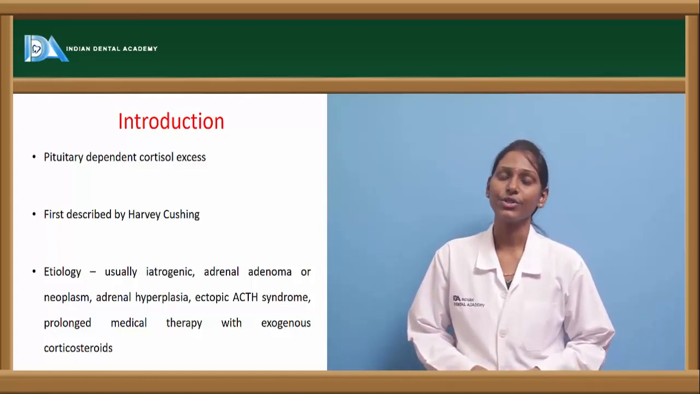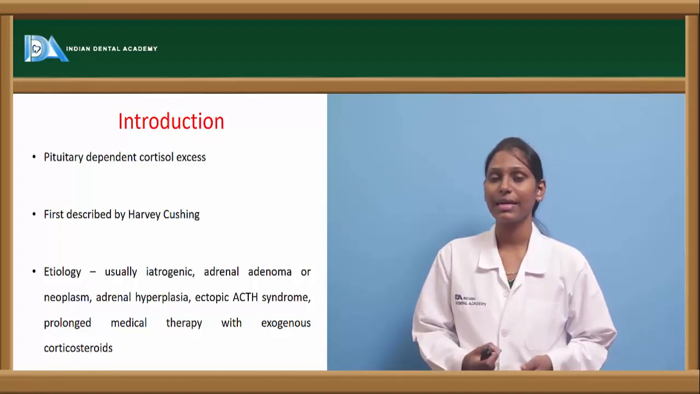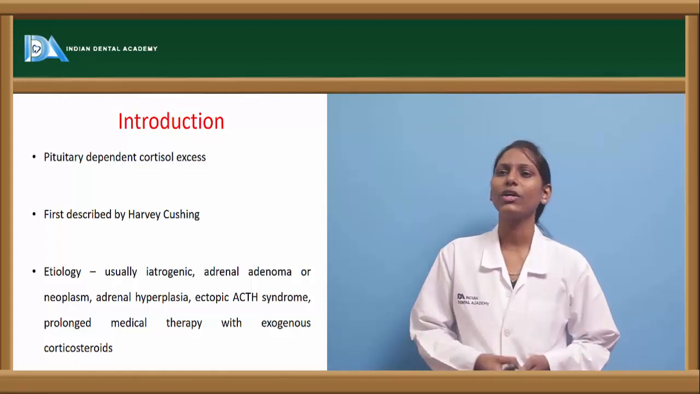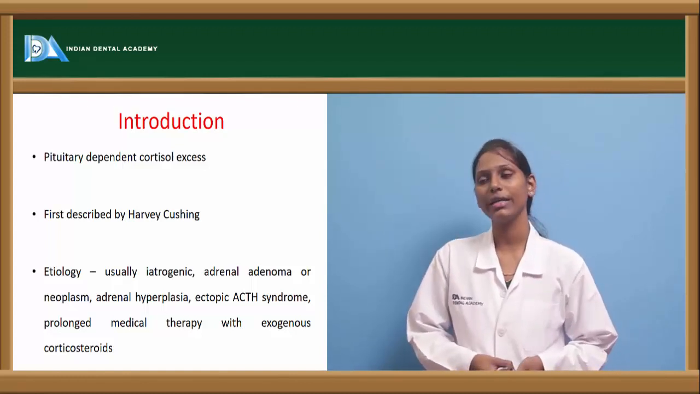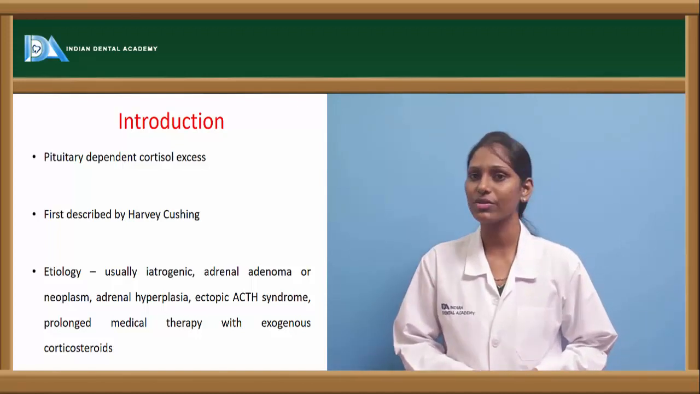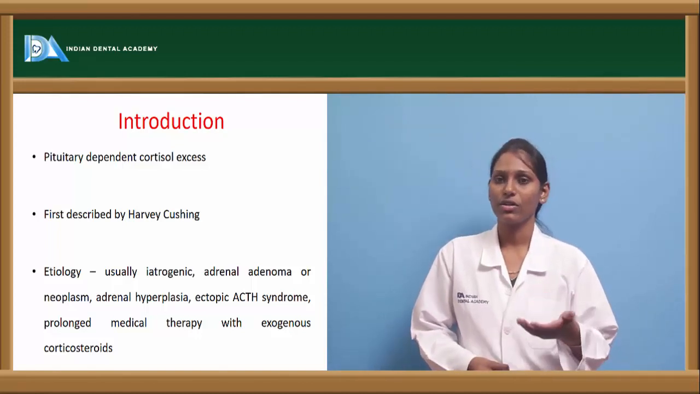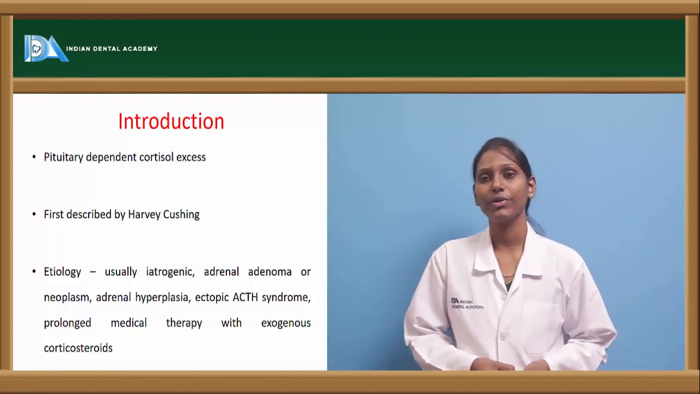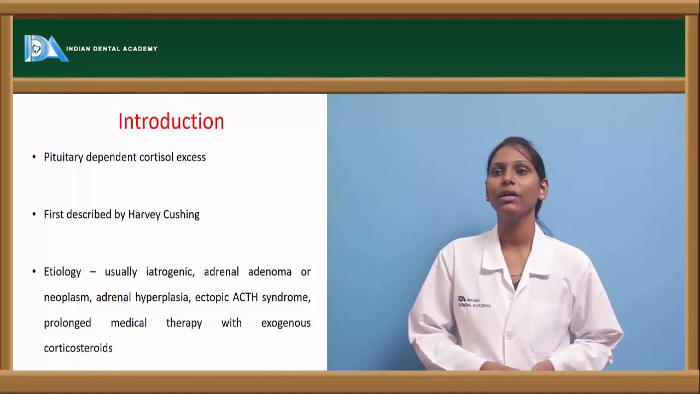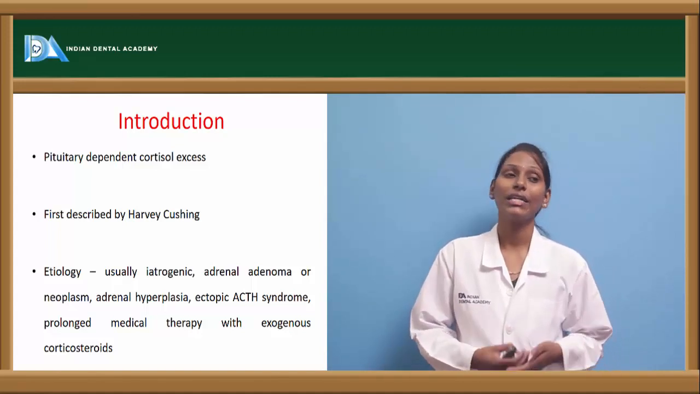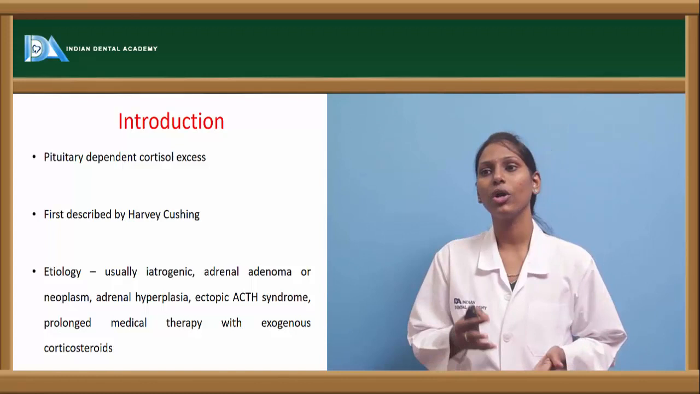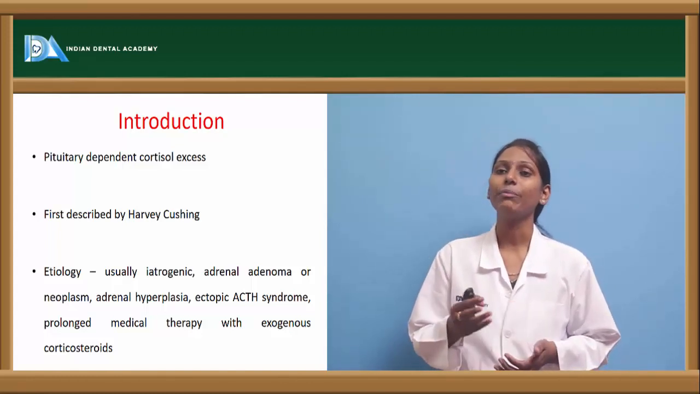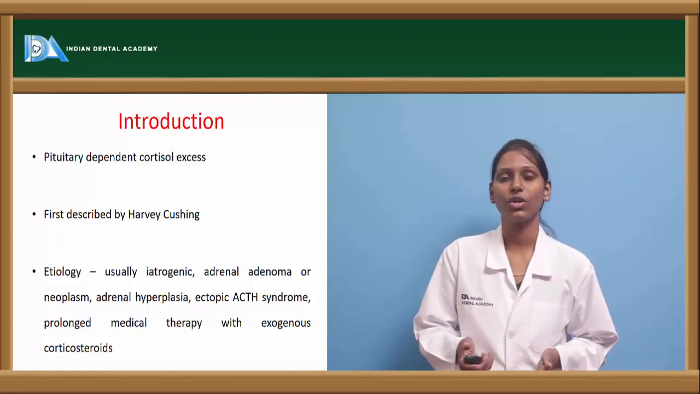Cushing syndrome was first described by Harvey Cushing, and hence the name Cushing syndrome. The common etiology is usually iatrogenic, or it can be because of any endogenous or exogenous excessive cortisol secretion. This endogenous cortisol secretion can be because of any adrenal adenoma or any tumor of the adrenal gland, or it can be normal adrenal hyperplasia or ectopic adrenocorticotrophic hormone syndrome, or a prolonged medical therapy with exogenous corticosteroids.